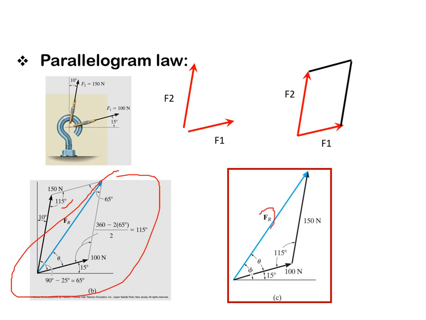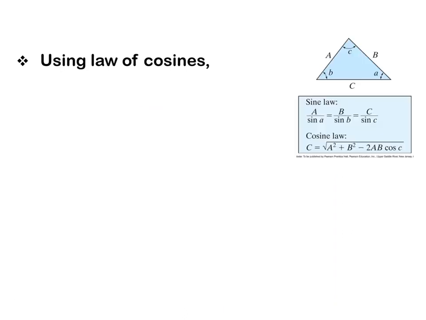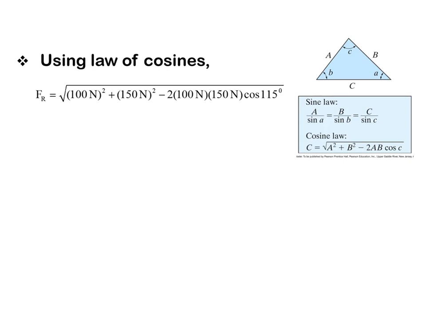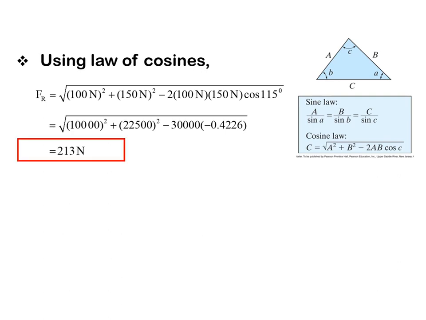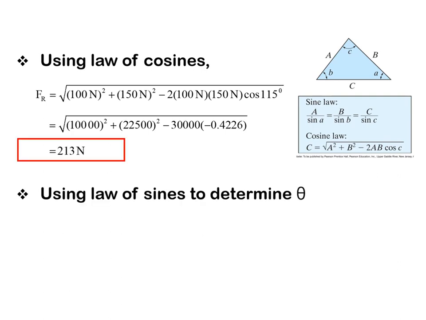So we know the angle opposite to FR is 150 and we know 100 and this magnitude is 115. So we can use the cosine rule to find out our resultant force. So using the cosine rule, you get 100 squared plus 150 squared minus 2 times 100 times 115 cos 115, and when you solve it you get the magnitude of the resultant force as 230.